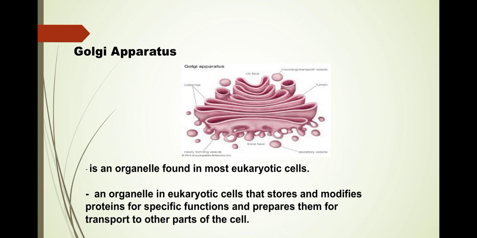Next part of eukaryotic cell is Golgi apparatus. It is an organelle found in most eukaryotic cells. An organelle in eukaryotic cells that stores and modifies proteins for specific functions and prepares them for transport to other parts of the cell. Golgi apparatus acts to process and package the macromolecules such as protein and lipids that are synthesized by the cell.